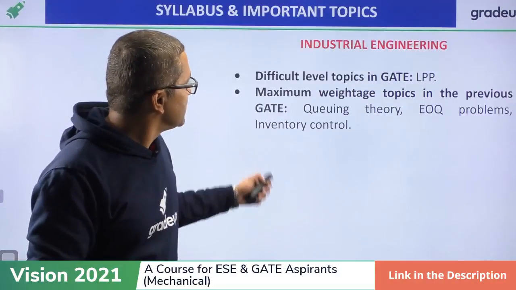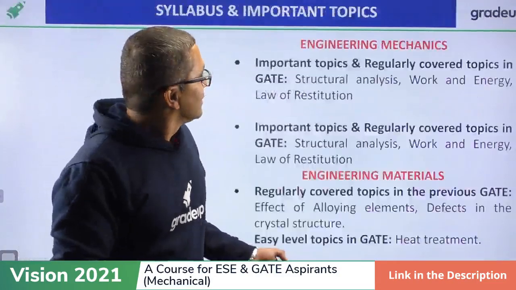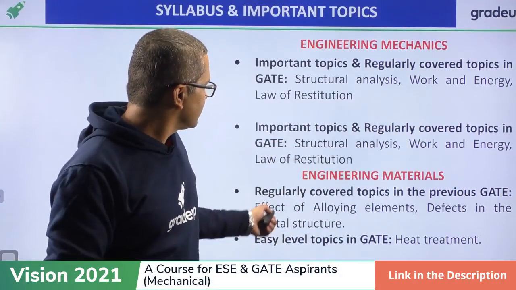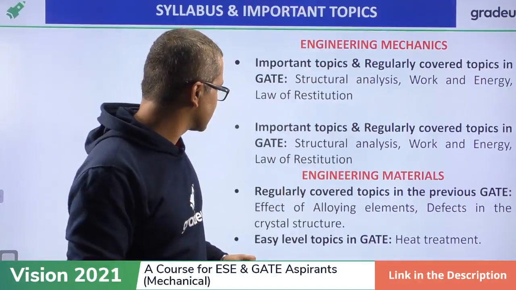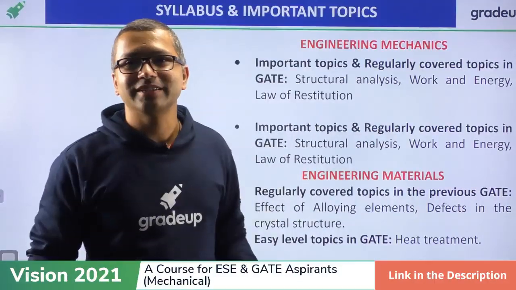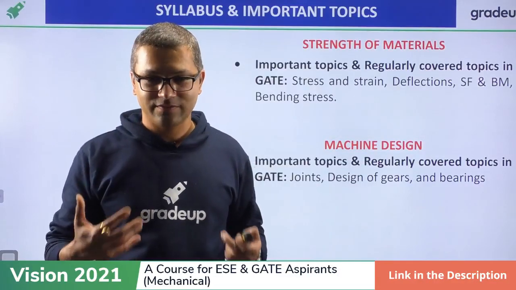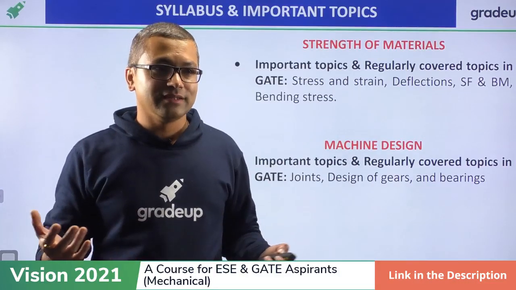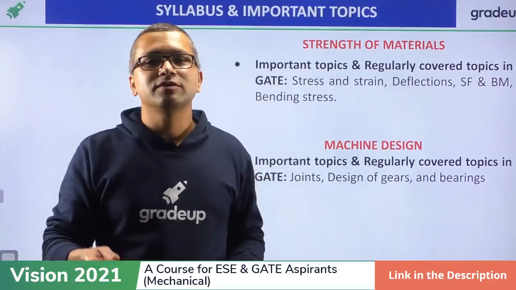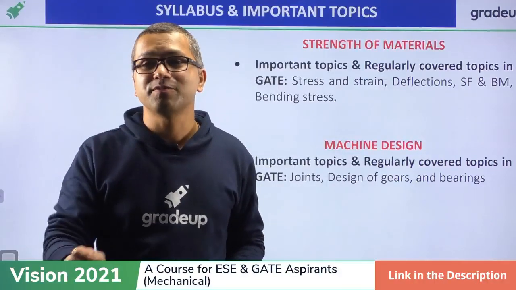Alright, industrial engineering: LPP, queuing theory, inventory control, and obviously PERT CPM. Okay, mechanics, structural analysis, work and energy, law of restitution, engineering materials, effect of alloying elements, defects in crystal structures, and so on, as you can see. Alright, yeah. Strength of materials is very important for us, for mechanical engineers. I think this is the most important portion for a person who wants to go into design. Because I am from design, this is what I can tell you. Strength of materials, very important.